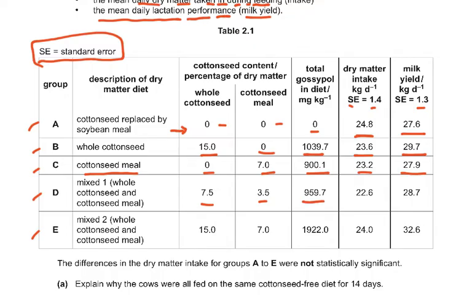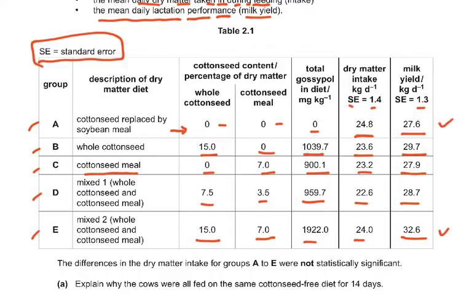959 was the total Gossypol, 22.6 dry matter, and milk yield was 28.7. Mix 2 was whole cottonseed and cottonseed meal: 15.0 was the whole cottonseed and 7.0 was the cottonseed meal. And 1922 was the total Gossypol and 24 was the dry matter, and milk yield was 32.6. So you see this is the highest milk yield and the lowest milk yield is this one.